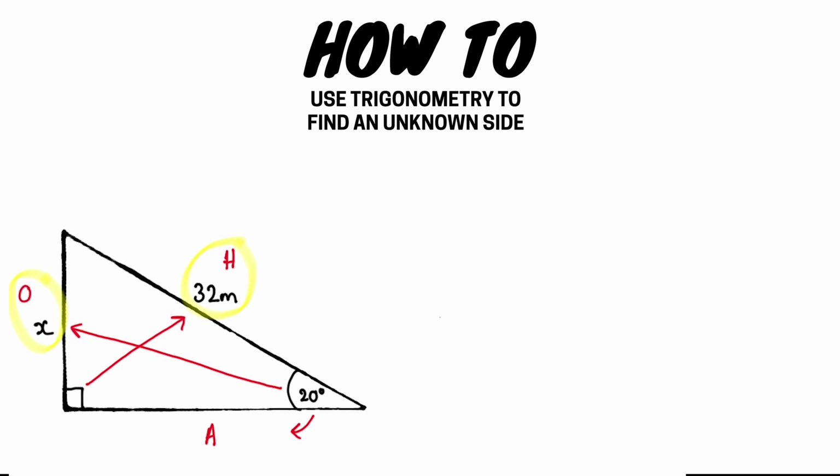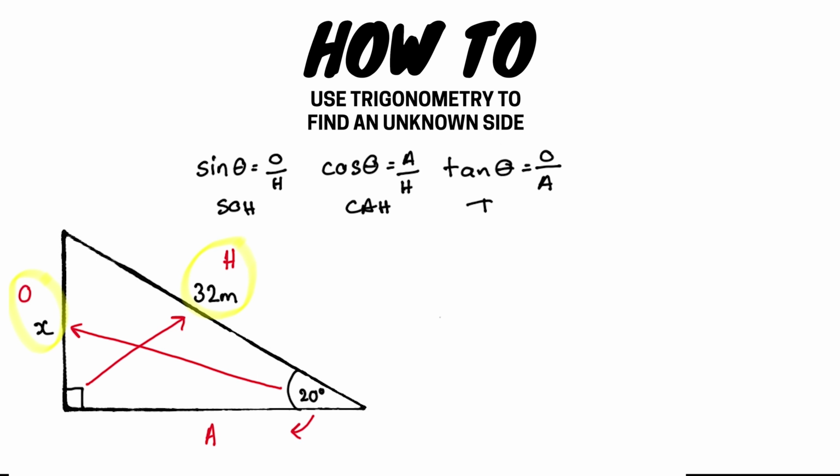So just a quick recap, we have sine theta is equal to the opposite over the hypotenuse, cos theta is equal to the adjacent over the hypotenuse, and tan theta is equal to the opposite over the adjacent sides, which we can remember as SOHCAHTOA. Now, we are looking for a ratio that uses the opposite side and the hypotenuse side, as these are the sides that we circled. So for this example, we will be using the sine ratio.